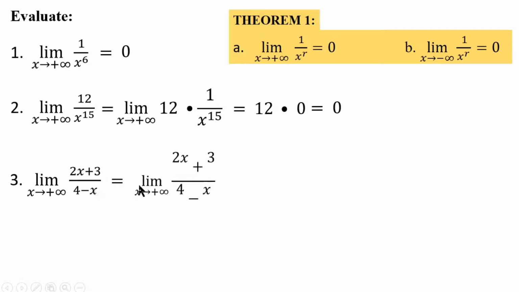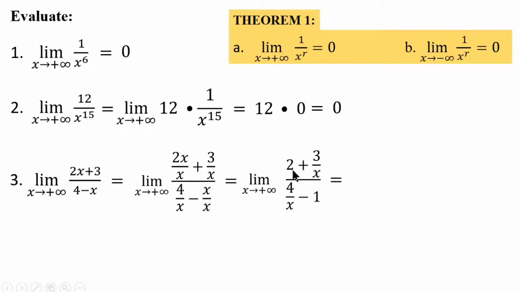So we have the limit as x approaches positive infinity of (2x over x plus 3 over x) divided by (4 over x minus x divided by x). Then simplify. 2x divided by x is 2, plus 3 divided by x is 3 over x, over 4 divided by x is also 4 over x, minus x divided by x is 1. Next is to now find the limit of each term.